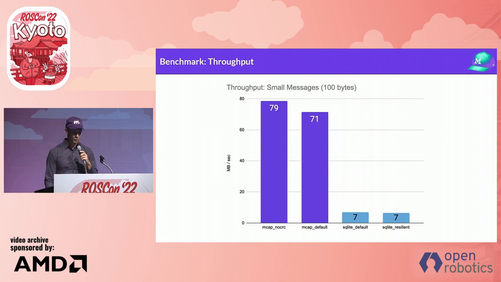And the place where MCAP is shining the most is in small messages. So think something on the order of like a high-frequency pose update. You see a large multiple on the write throughput.